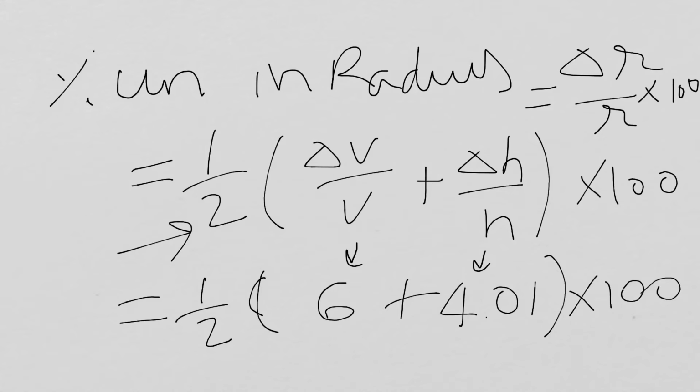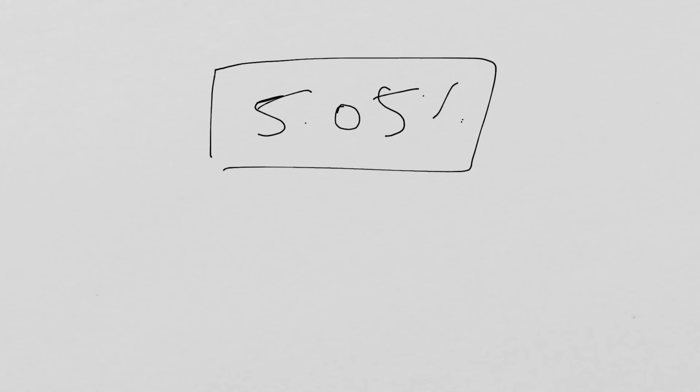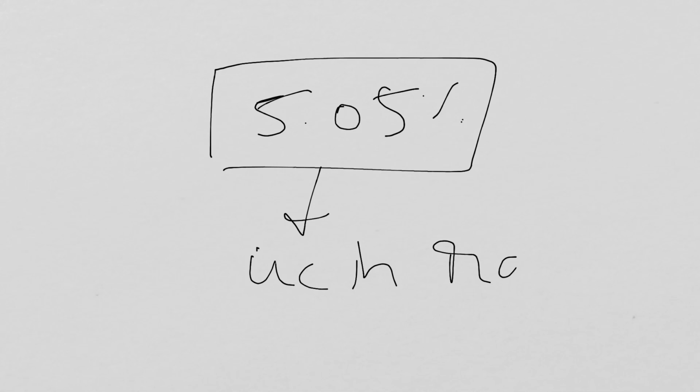So the answer will come as 5.05%. So this is the answer: the percentage uncertainty in the radius is 5.05%. In this way you can find it for all these values.